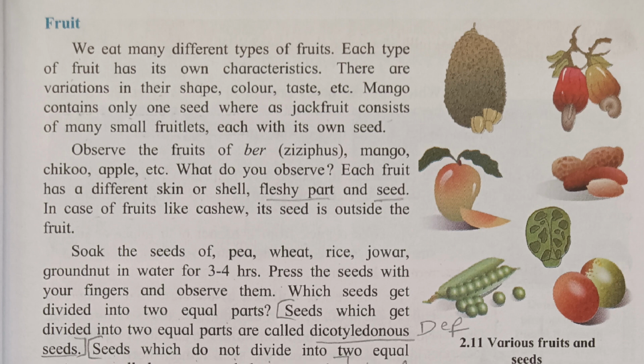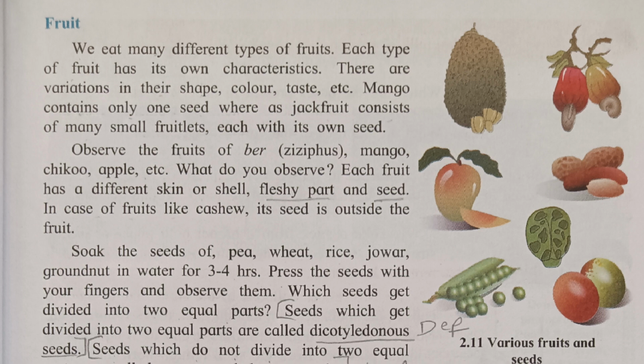Fruit. We eat many different types of fruit. Each type of fruit has its own characteristic. There are variations in their shape, color, taste, etc. Mango contains only one seed, whereas jackfruit consists of many small fruitlets, each with its own seed. Observe the fruit of burr, mango, chiku, apple, etc. What do you observe? Each fruit has a different skin or shell, fleshy part and seed. In the case of fruit like cashew, its seed is outside the fruit.